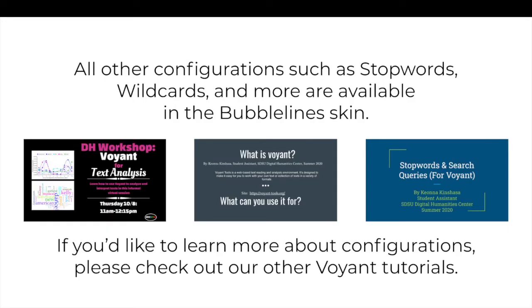All other configurations such as stop words, wildcards, stemming, and more are available in the Bubblelines Skin. If you'd like to learn more about configurations, please check out our other Voyant tutorials.